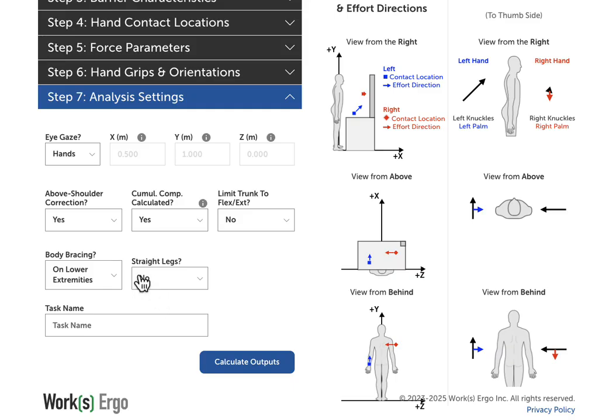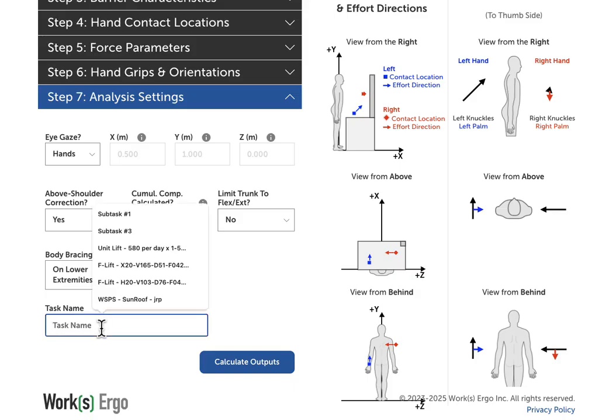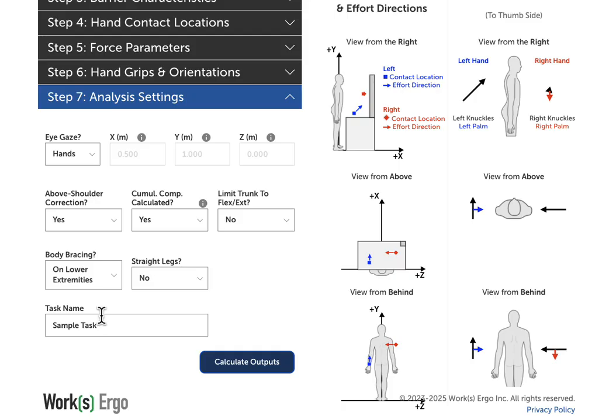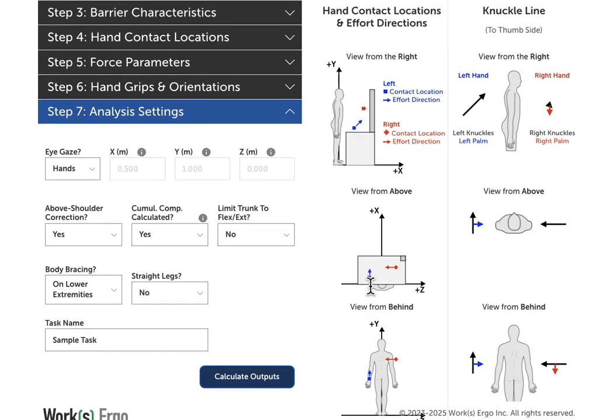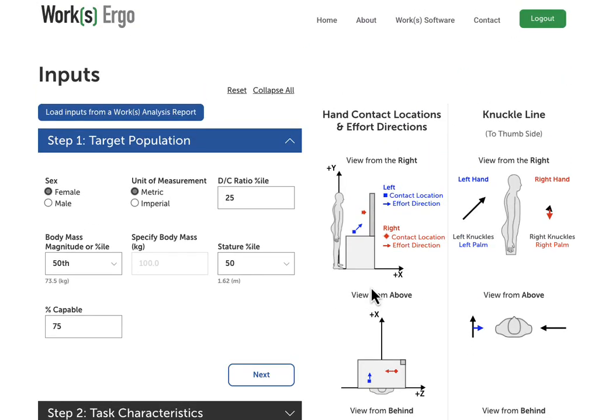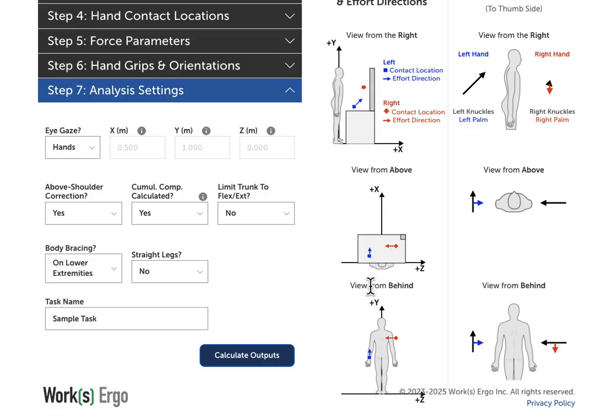And so we've got everything on here. I can give it a name, and this will actually go in the summary table. You can always change that later, and this will be the default file name when you do the analysis. We've got everything in here, and we're ready now to do the analysis. And so I am going to click on Calculate Outputs.